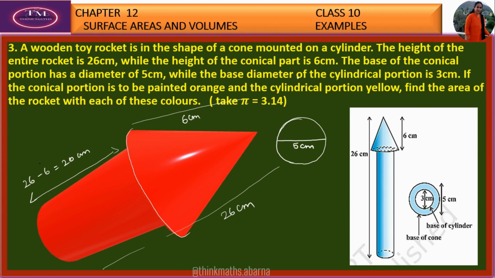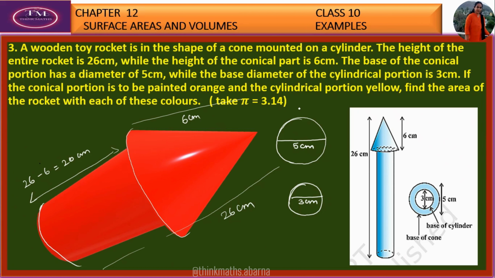While the base diameter of the cylinder, this is the base, and this base has a circular area. Its diameter is 3 centimeter. What are they doing? They are fixing the cylinder to the cone. Now, the cylinder's diameter is less than the conical part's. So when the cylinder is fixed to the cone, this area cannot be completely colored with orange.